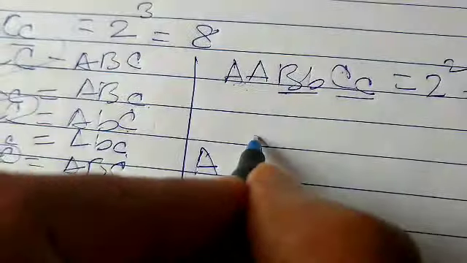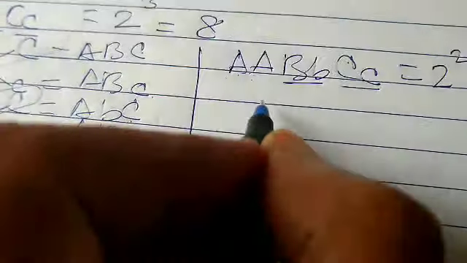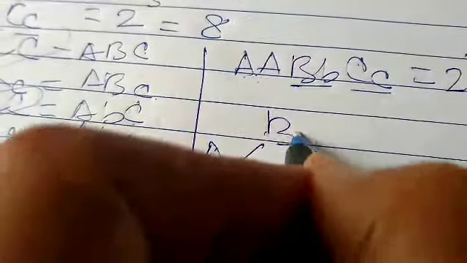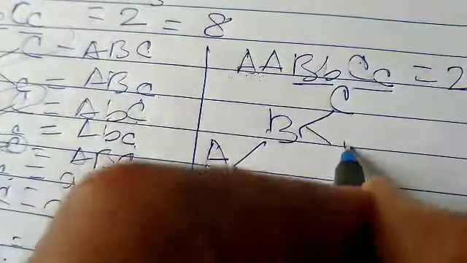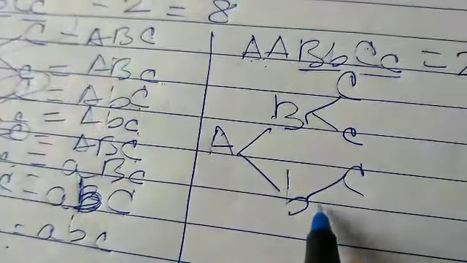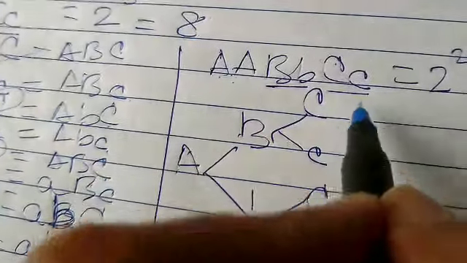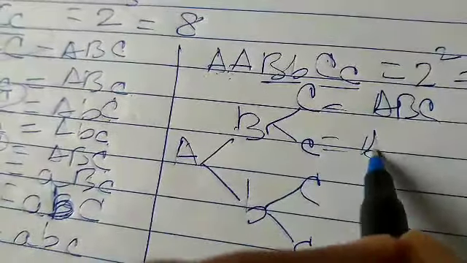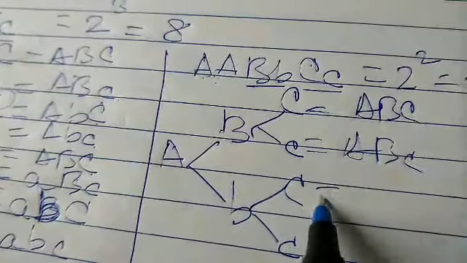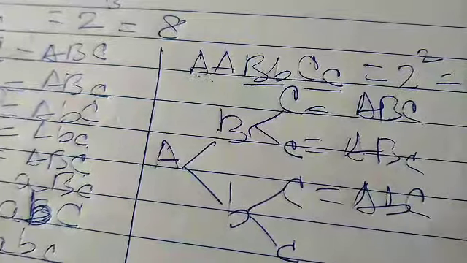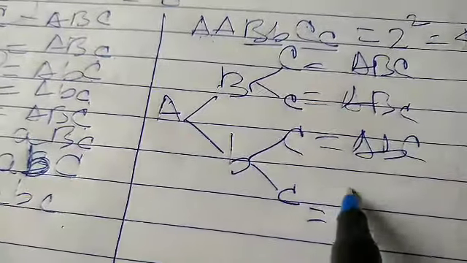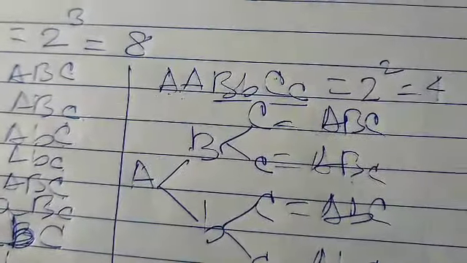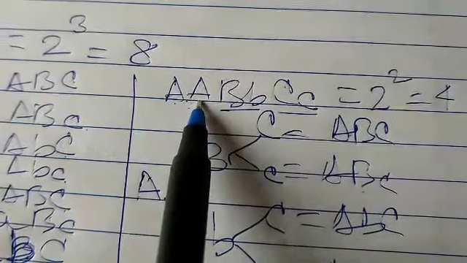So A, now B, small b, and C, C. So ABC, ABc, AbC, Abc. Only four types of gametes will be formed because the third gene is in homozygous condition.